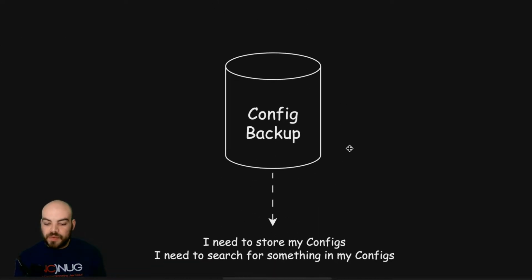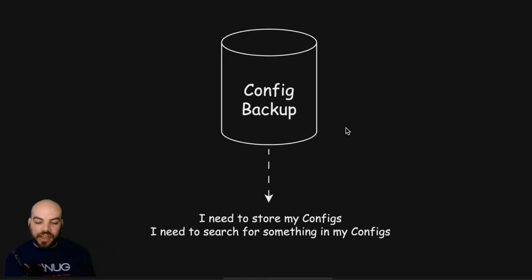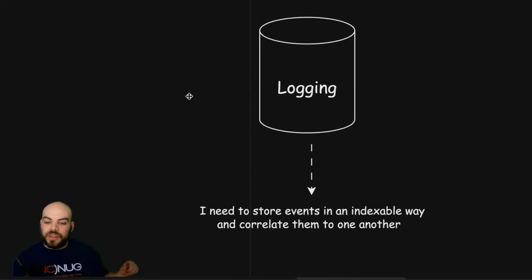So let's go to the next one here: config backup. Really, this one is just, I need to store my config somewhere in case something bad happens. God forbid we have a disaster recovery situation. We want a place where we can restore our entire infrastructure as fast as we can. And then sometimes you just need to search through these configuration items for specific lines of config for auditing purposes. So you want the tool that you choose for this to have those features, right? Keep that in mind.